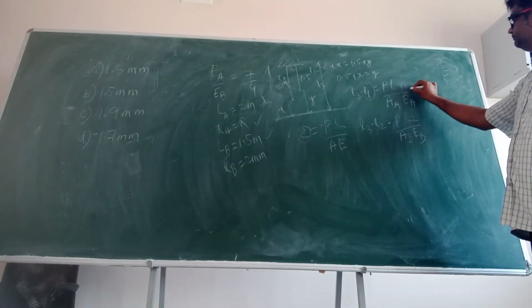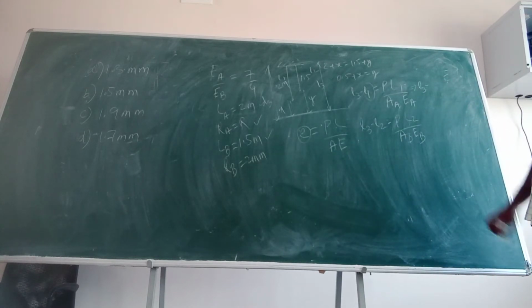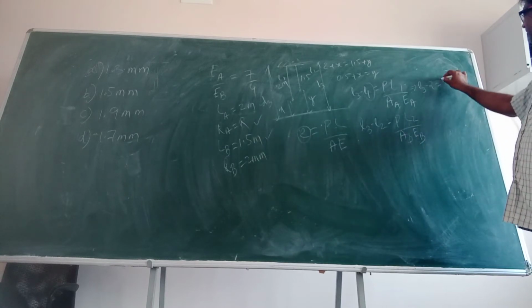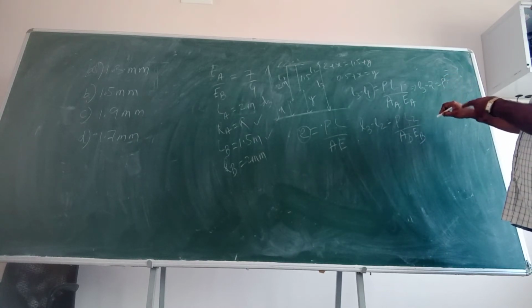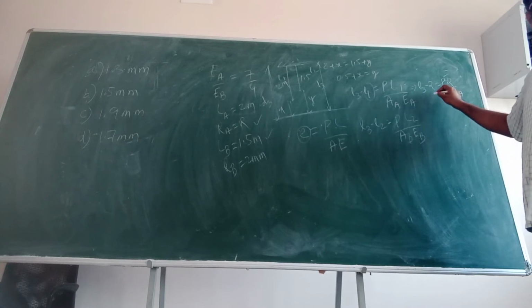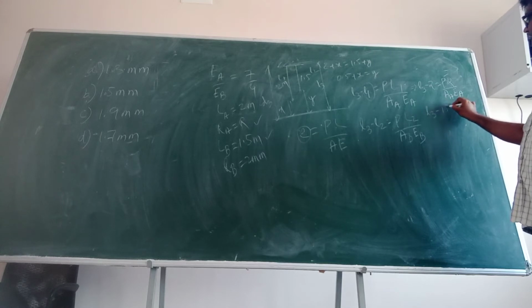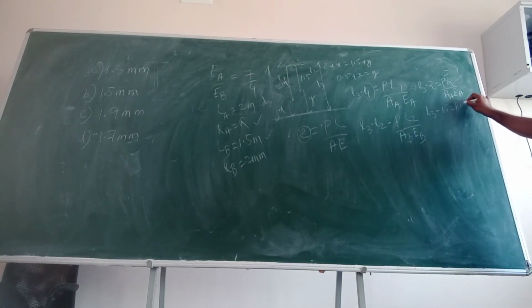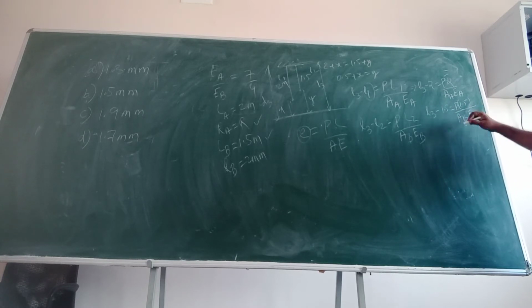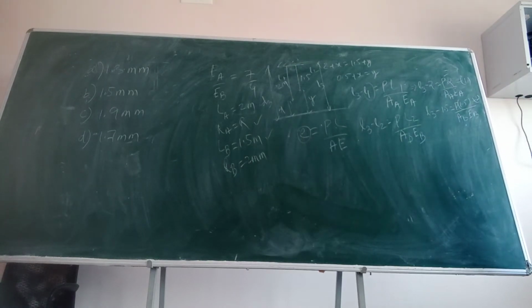L3 minus L1. What is L1? 2 meters, is equal to P into L1, which is 2 meters, divided by AA and EA. I'm just putting the values, okay? And L3 minus 1.5 is equal to P into 1.5 by AB EB. Am I right? So this is my equation 1 and this is my equation 2.